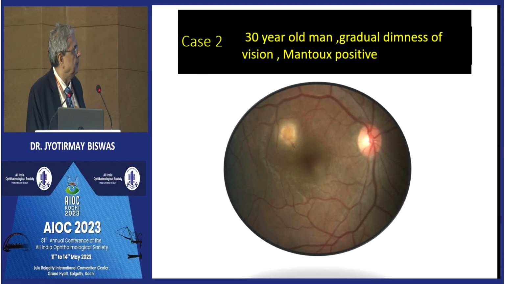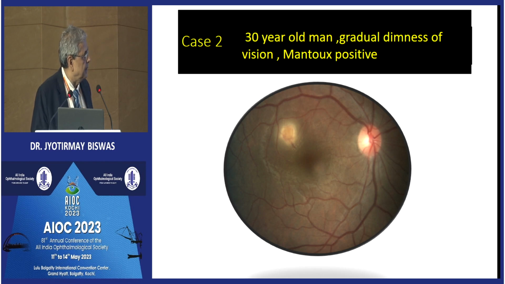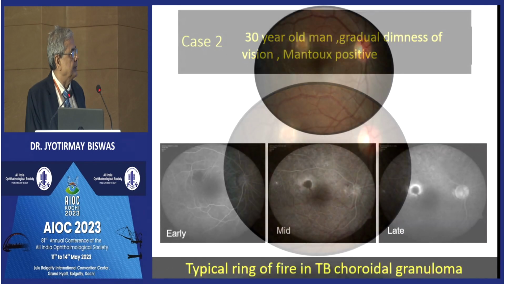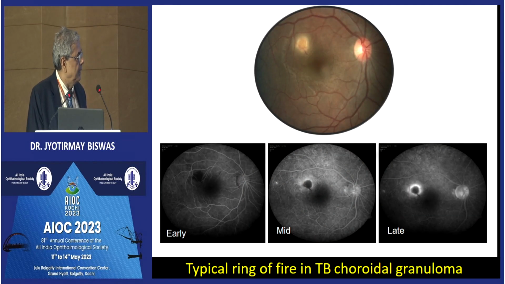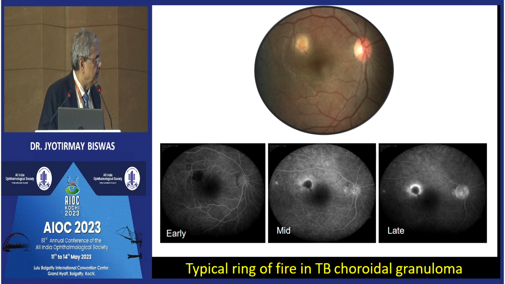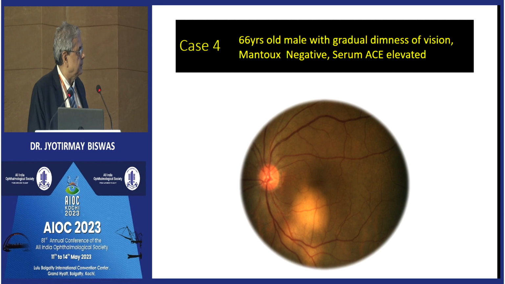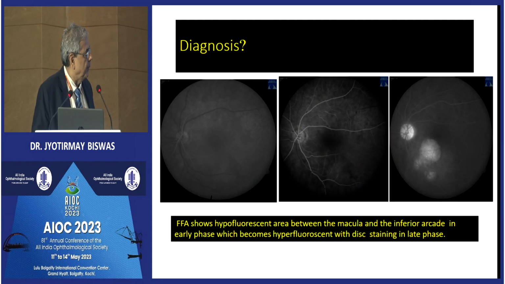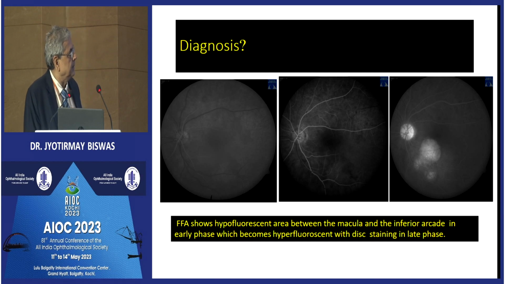This is a 30-year-old man with gradual dimness of vision, Mantoux positivity, and choroiditis lesions. If you do a fundus fluorescein angiogram, you will see that typical ring of halo, ring of fire around it, and it is very typical of TB choroidal granuloma. Not that TB choroidal granuloma has no other fluorescein angiogram pattern, but this is quite suggestive. In a case of sarcoidosis, you will see hypofluorescence which becomes a totally hyperfluorescent lesion. You don't see the ring of fire appearance in sarcoid granuloma.